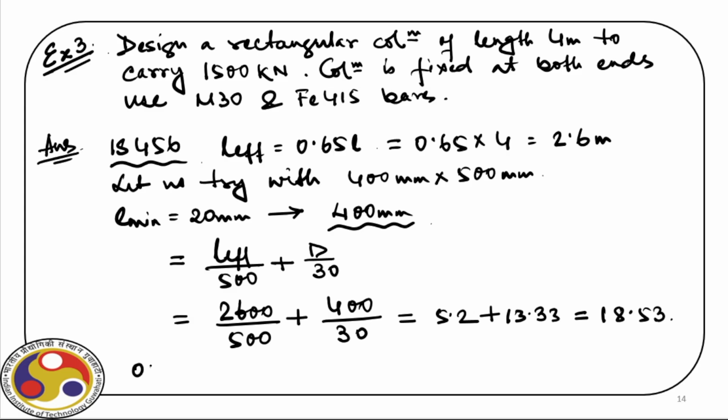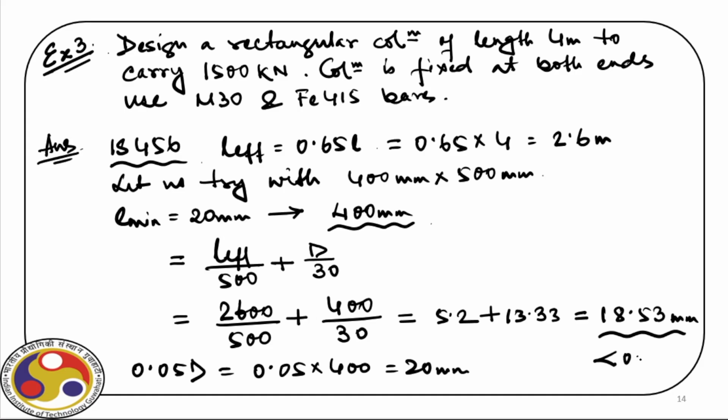Now 0.05 of D, which is equal to 0.05 into least lateral dimension 400. So this is equal to 20 millimeter. So now this one is less than 0.05 D. So then we have PU is equal to 0.4 times FCK, so which is 30.